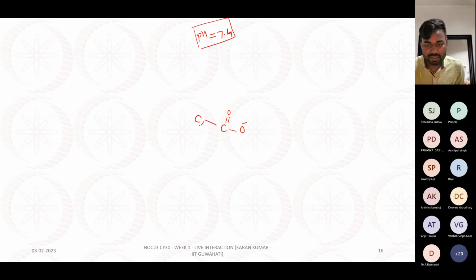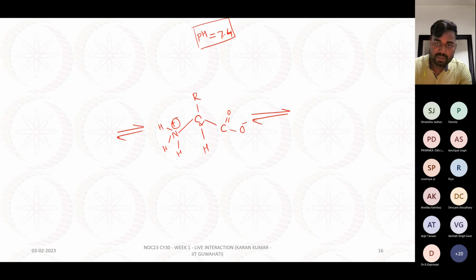So the zwitterionic form is this: alpha carbon, alpha carboxylic group, then alpha amino group, then this is R, this is H. Now, this is the zwitterionic form at pH 7.4. Now you do the titration. So at pH greater than 7.4, what will happen?